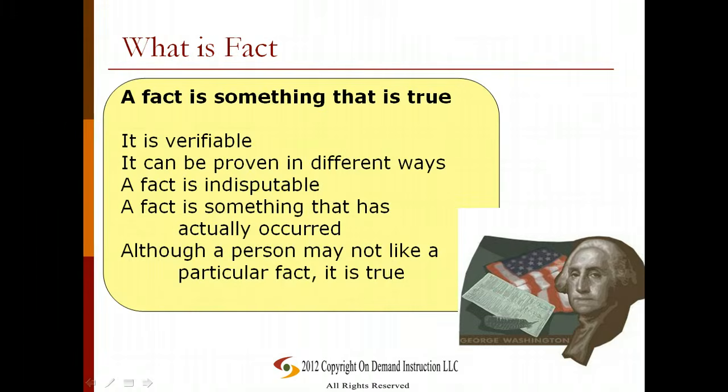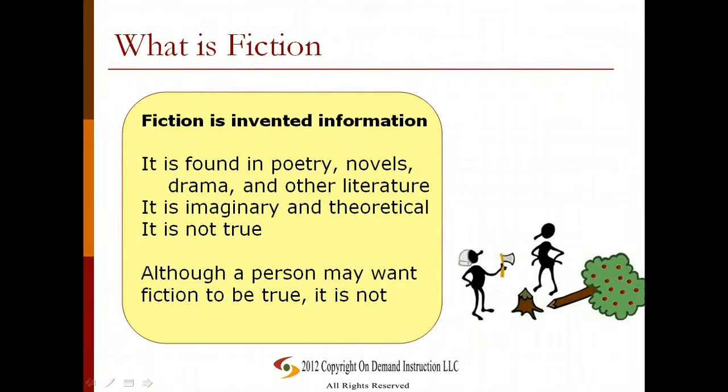Let's take a look at what is fact. Fact is something that is true. It's something that's verifiable. It can be proven in a variety of different ways. It's indisputable. It's something that has actually occurred. Although a person may not like a particular fact, it still is true. And its opposite is fiction.